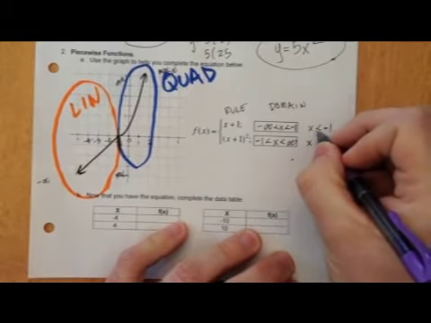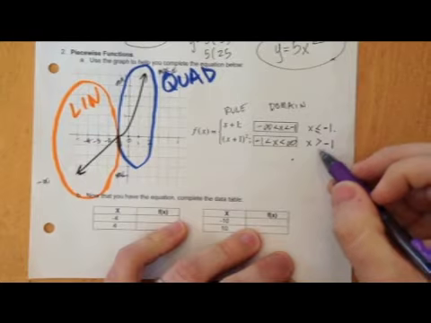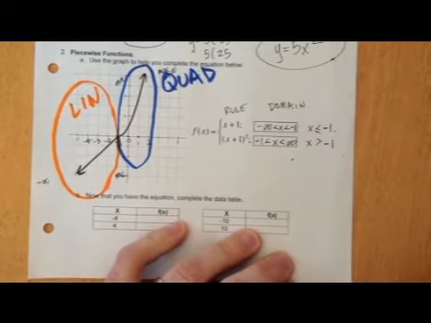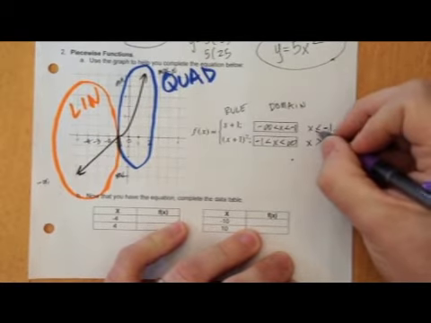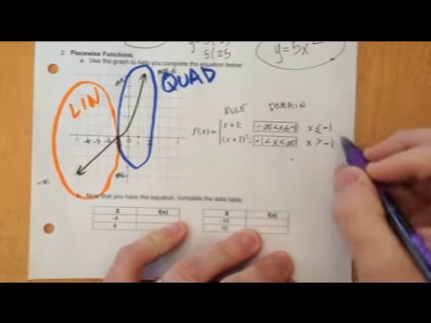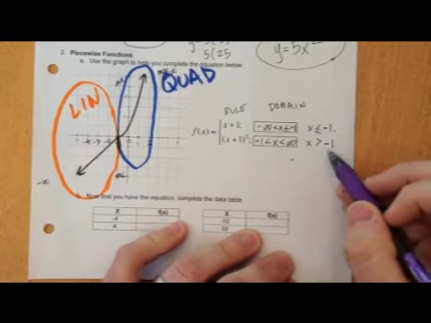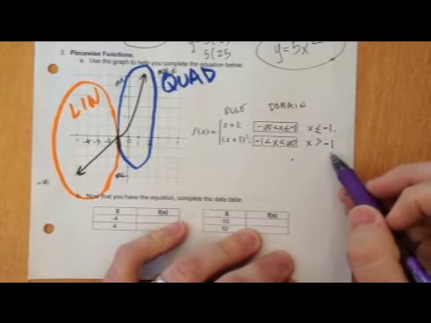To just make myself happy, I'm going to include it in the second rule. I could have put it down here instead, but I'm not allowed to put it in both places. So I just write that x is less than or equal to -1 on the top rule, top domain, and x is greater than -1 for the bottom domain.